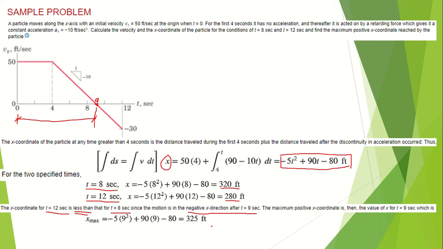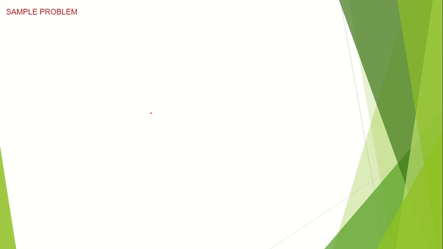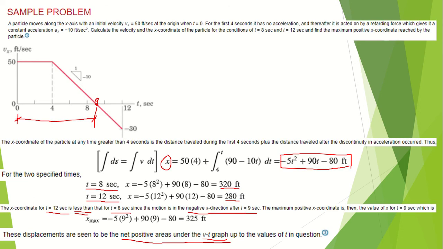Okay, so I hope it's clear, class, and I hope you learn something from this. So these displacements are seen to be the net positive areas under the curve of the vt graph. Okay, so this is our curve, v as a function of time, but we use here vx, so vx sub t as a function of time, with respect to t. All right. Okay, so that's it for this example, and I'll show you another video for the next example.